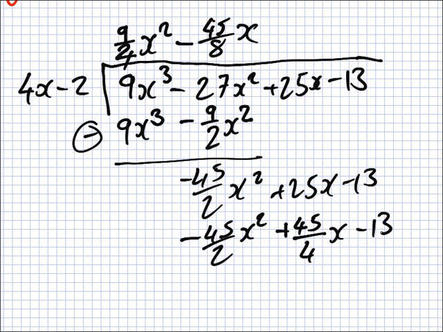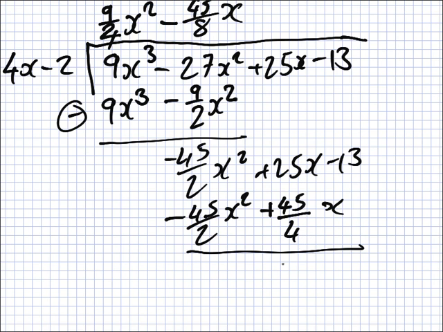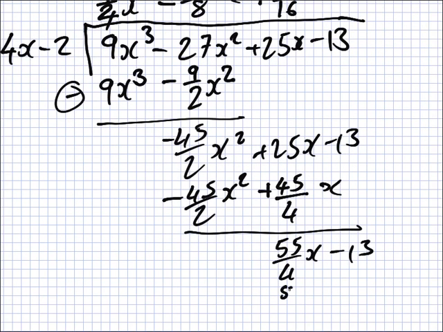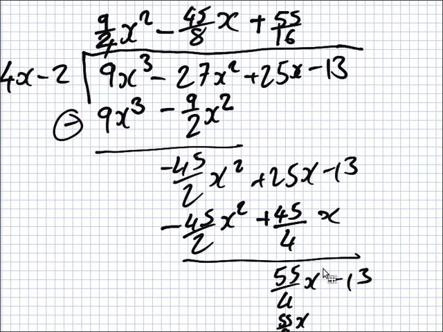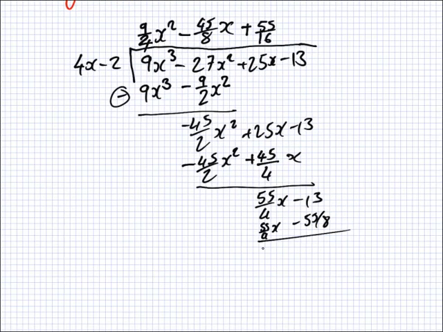Right, lastly, 25 minus 45 over 4. That's 55 over 4 x minus 13. So the last one is going to be plus 55 over 16. 55 over 4 x, and then minus 55 over 8. So minus 13 plus 55 over 8. What's the remainder here? Minus 49 over 8.